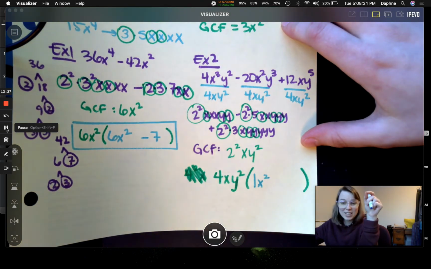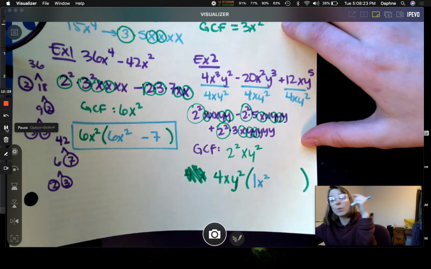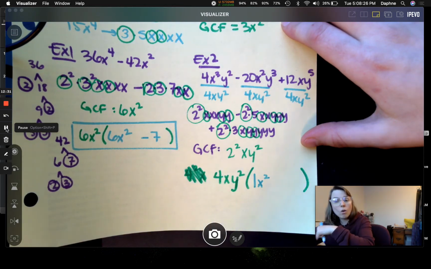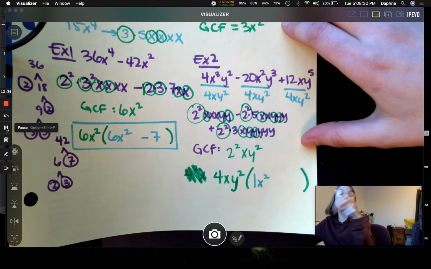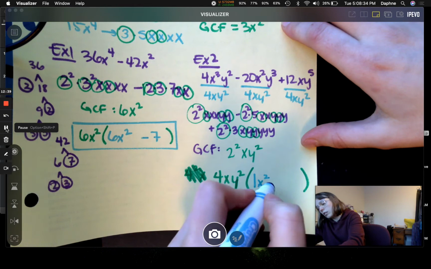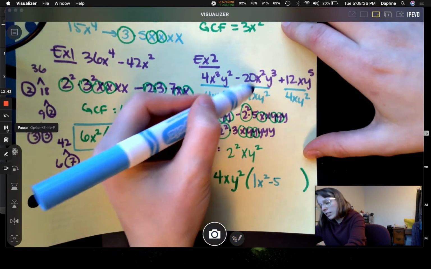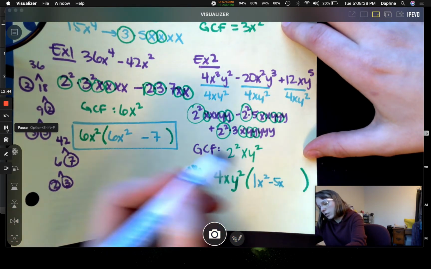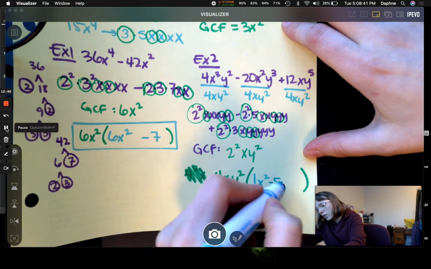And this is why we did the exponents unit before we did this unit, because you need to know how to divide variables with exponents before you ever do this. All right? Negative 20 divided by 4 is negative 5. X squared divided by x is x. Y cubed divided by y squared is y.